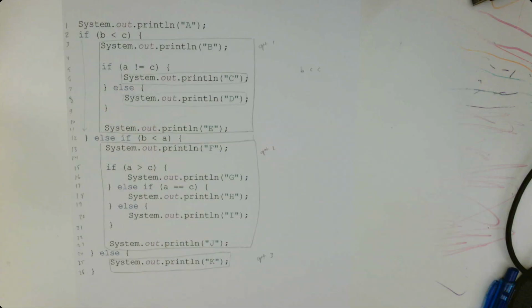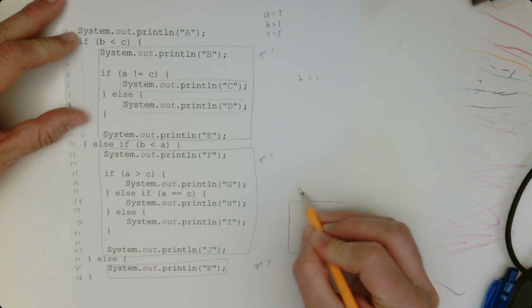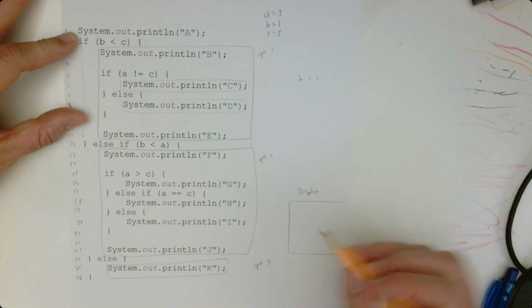So let's say that a is 3 and b is 1. Let's get those on the screen. So a is 3, b is 1, and c is 3. Okay, and then let's put down here what we're actually going to display. So this is the console down here. So we print a no matter what at the beginning.